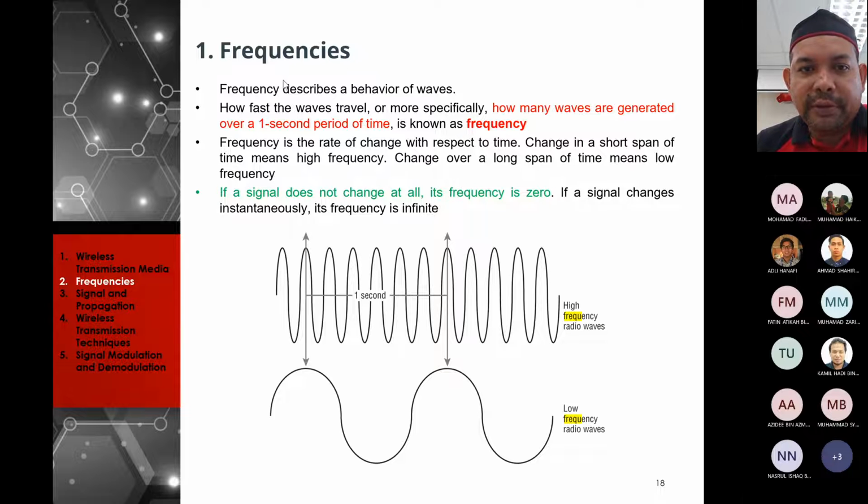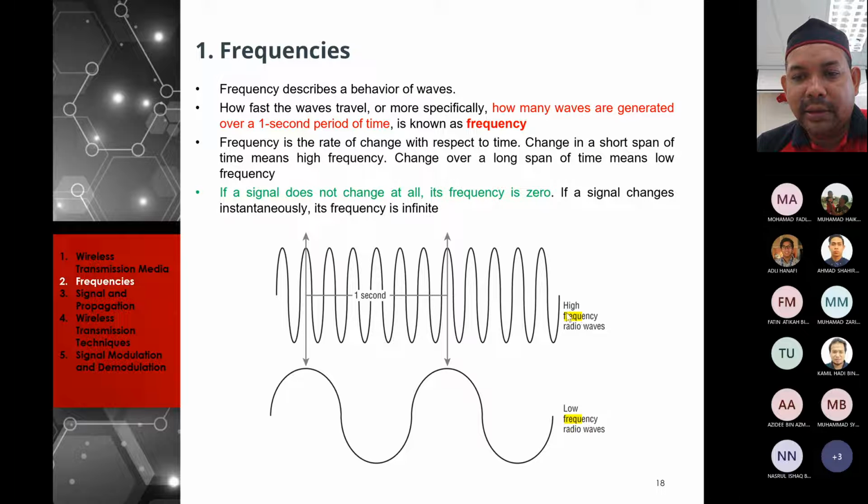Okay, frequency describes a behavior of wave. So how fast the waves travel, or more specifically, how many waves are generated over a 1 second period of time is known as frequency. Frequency is the rate of change with respect to time. Change in a short span of time means high frequency. Change over a long span of time means low frequency.